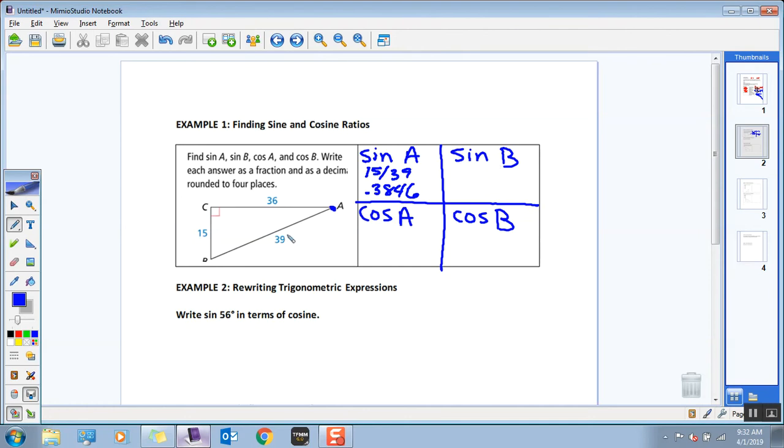How about sine of B, kids? B is down here, kind of got cut off. 36 over 39, which is equal to what? What's the decimal equivalency for that? 0.9231. Yeah, Sunny's bad at speaking today. It's fine, Sonny, I'm deaf in my left ear.